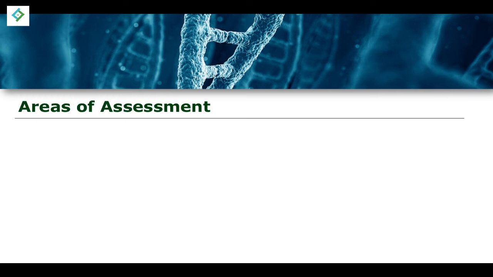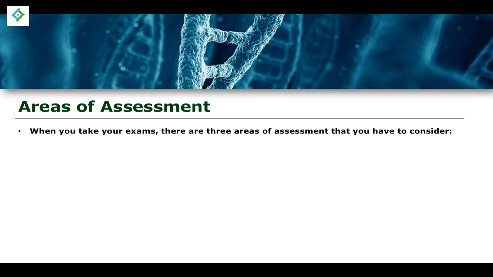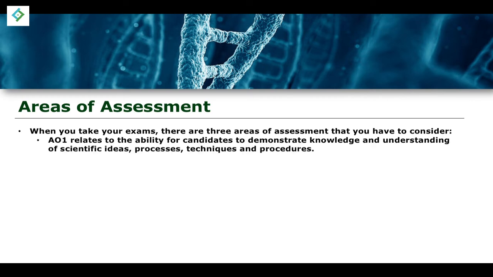The final 2 things I want to mention are the areas of assessment that you actually are going to be assessed on, the kind of points that you get for assessment, and then also the practical skills and the way in which your ability to understand practical experiments is tested in these exams. So when you take your exams, the 3 exams if you're doing the full A level, or 2 if you're just doing the AS, there are 3 areas of assessment that you have to consider.